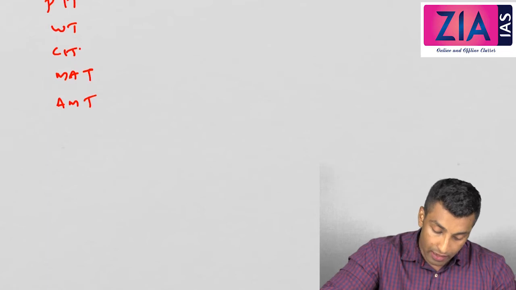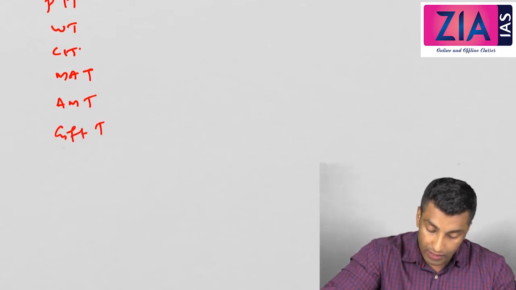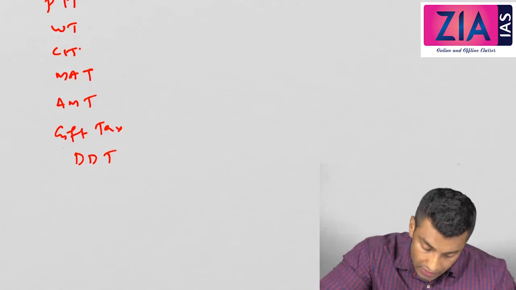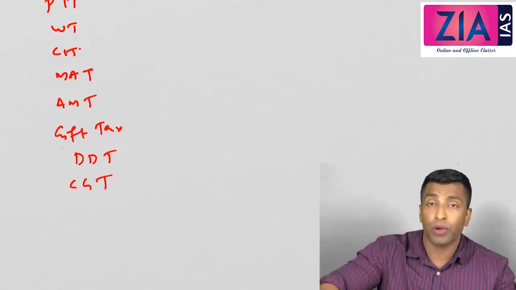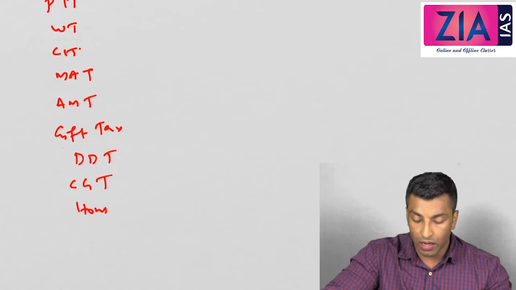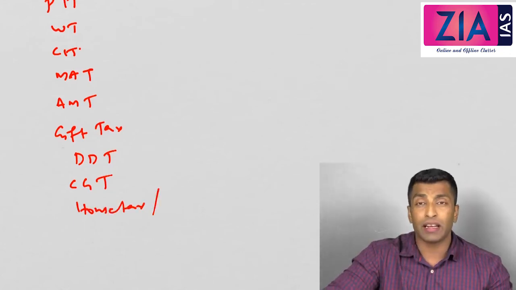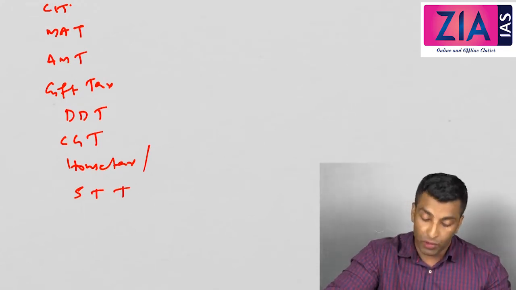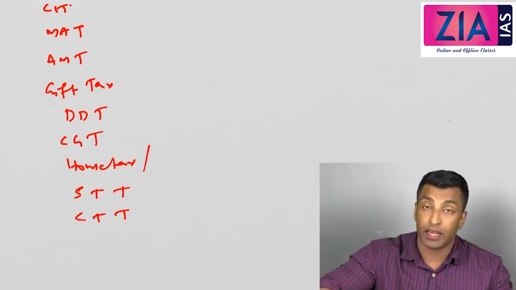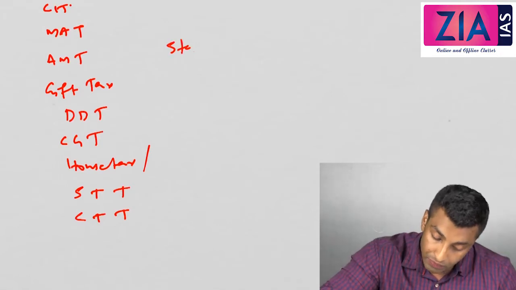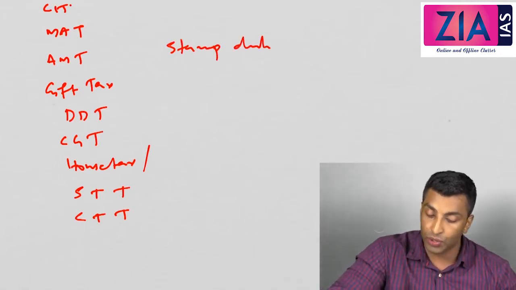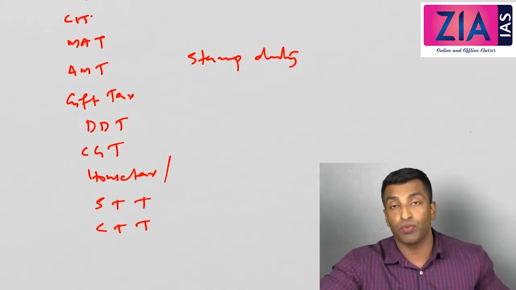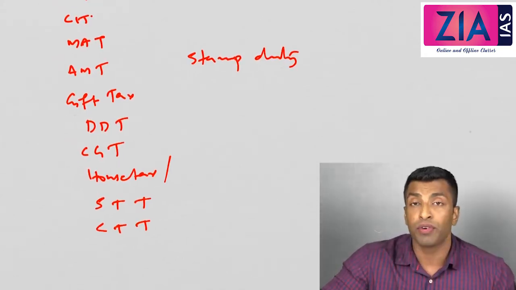Okay, and then we have also discussed about gift tax. We have discussed about dividend distribution tax. We have discussed about capital gains tax. Okay, then we have discussed about house tax or property tax. Then we have discussed about securities transaction tax. We have also discussed about commodities transaction tax, and then we discussed about stamp duty. So all these are the direct taxes that we have discussed, and we have also understood what is presumptive tax.